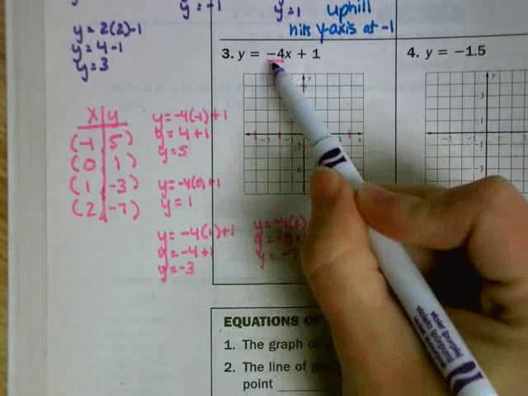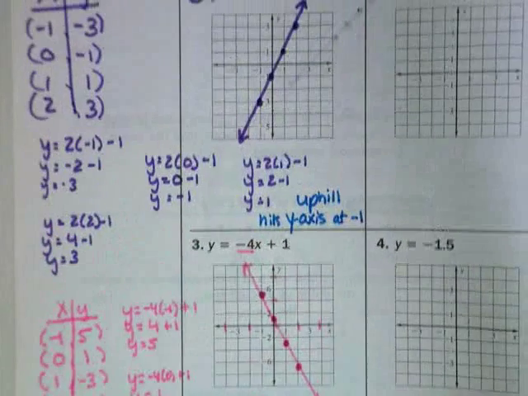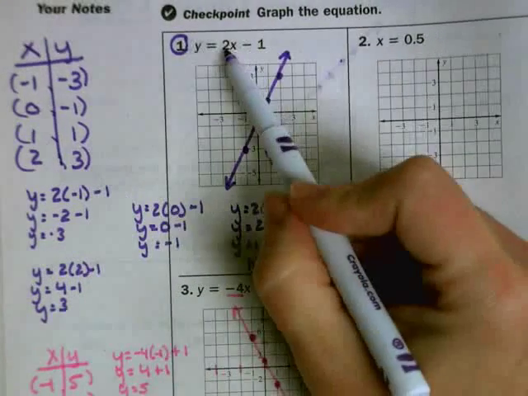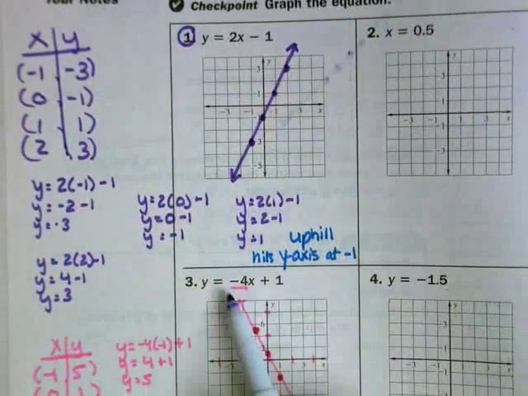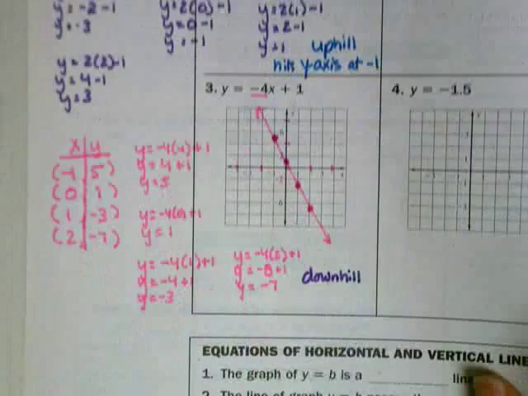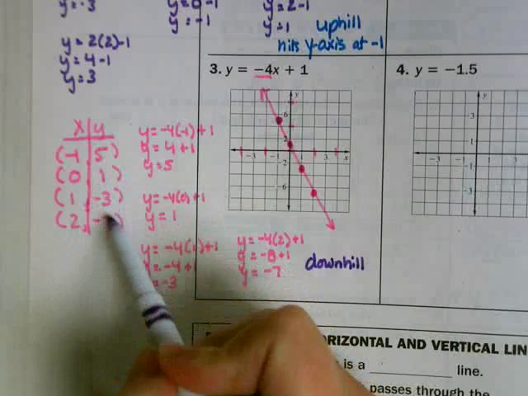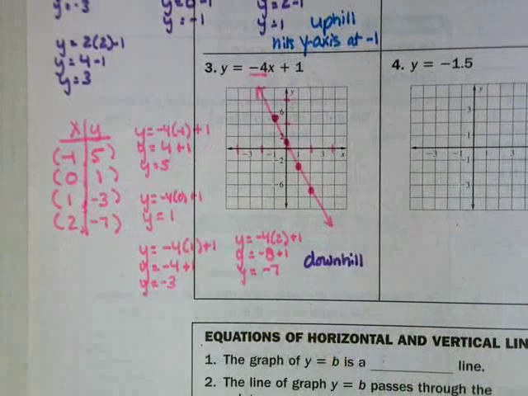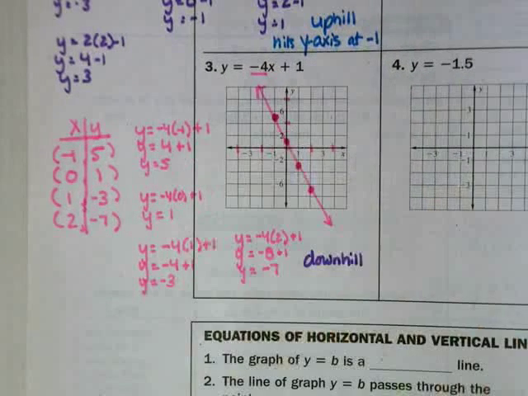And that's because of this negative. You see up here, this one had a positive number, makes it go uphill. This negative number in front of the x is making it go downhill because it's controlling the pattern of the y's. They're going down.